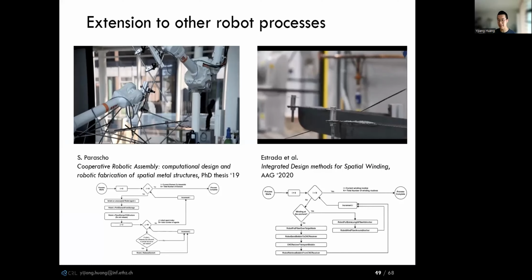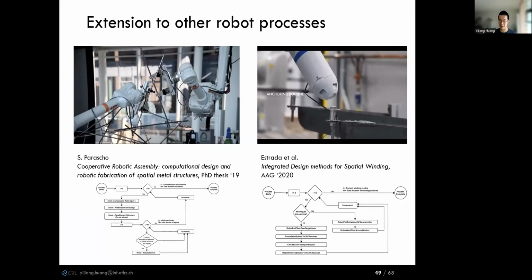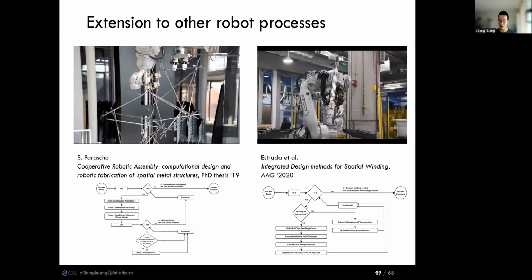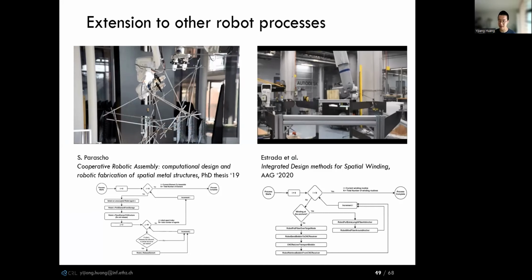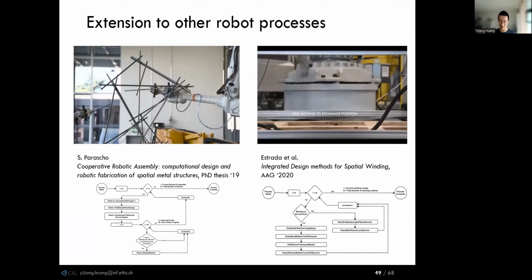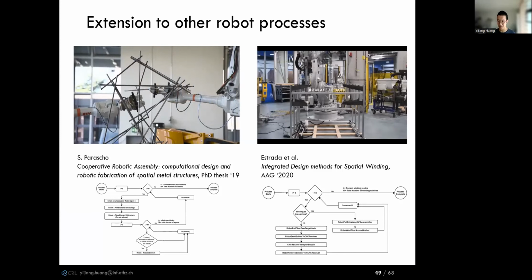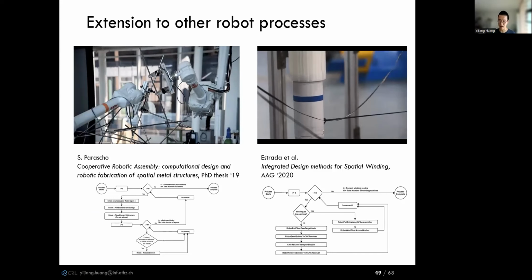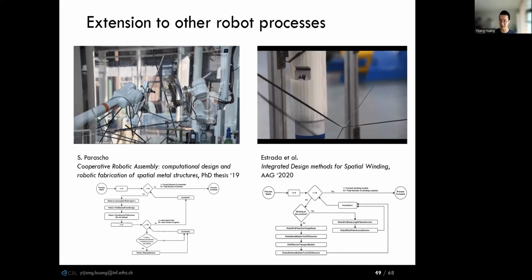So in the paper, we also show examples of using this approach to model other previously proposed robot processes, including a multi-robot assembly and a robotic winding process. And what we want to emphasize here is this flexibility in modeling different robot processes, and this can act like a bridge to utilize the power of computational tools that already exist from the robotics community.